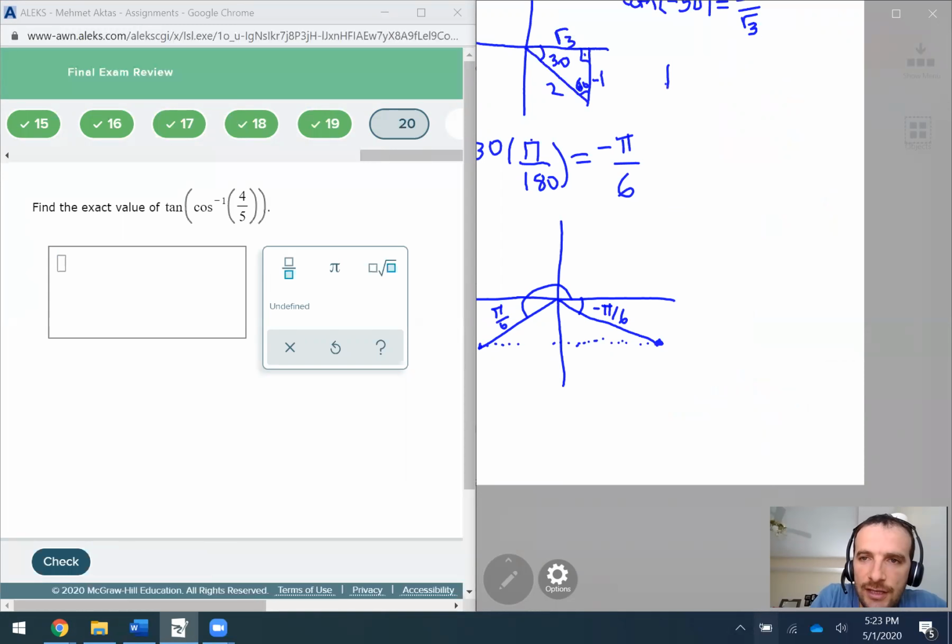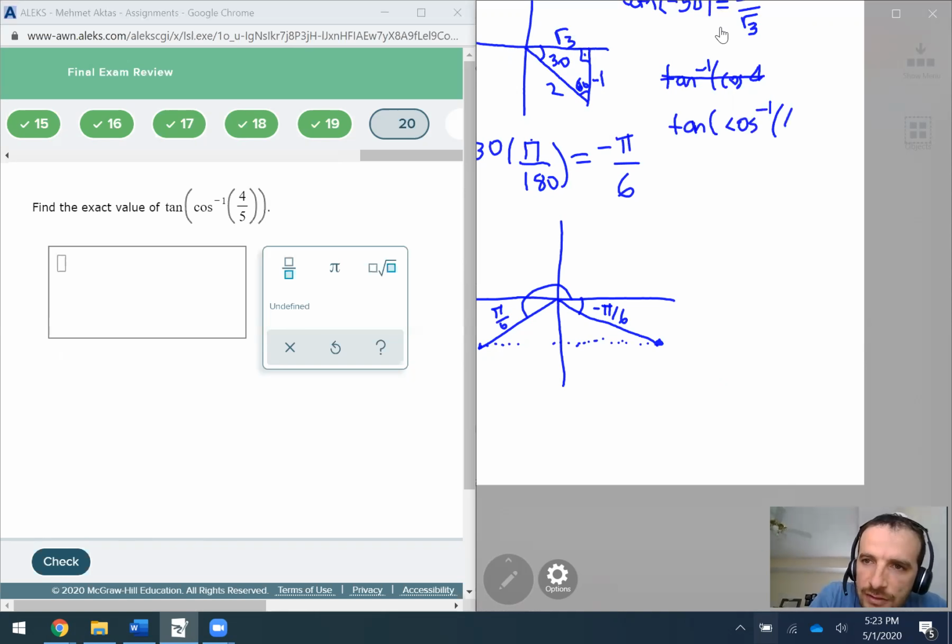Sorry, I made a mistake. Making a mistake is dangerous because it's too slow to fix it. Come on. Maybe I can write it down again here. Tangent of cosine inverse of 4 over 5.